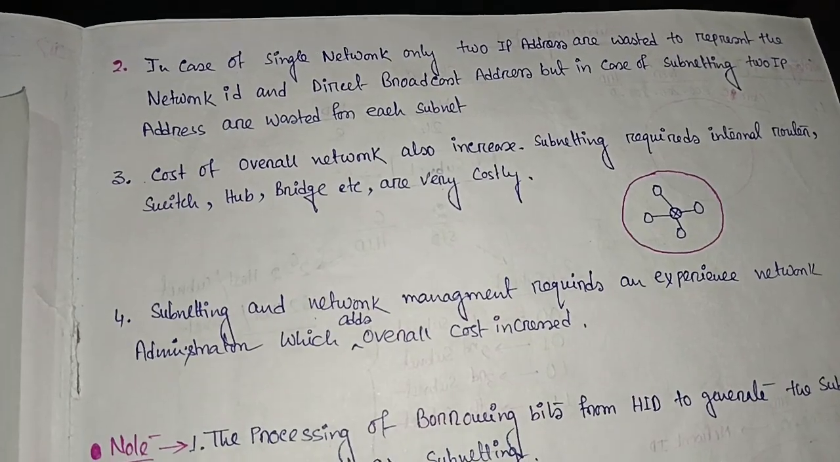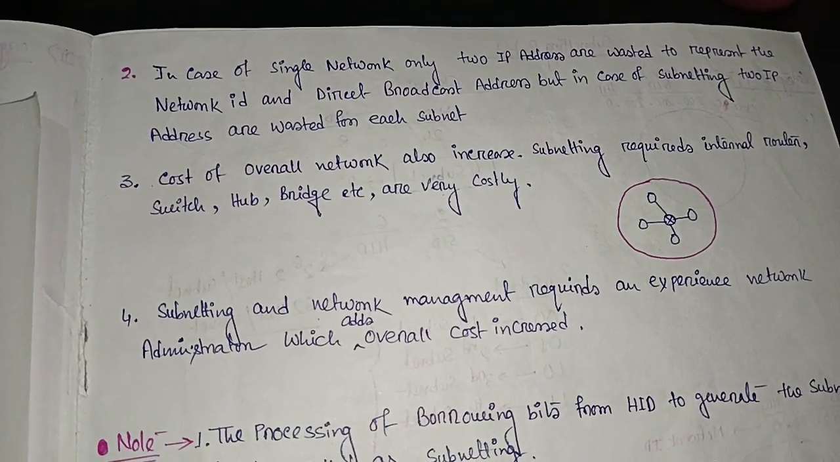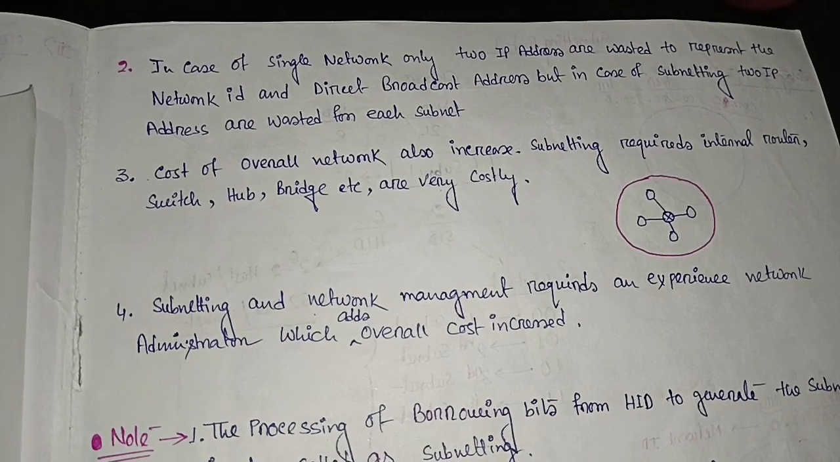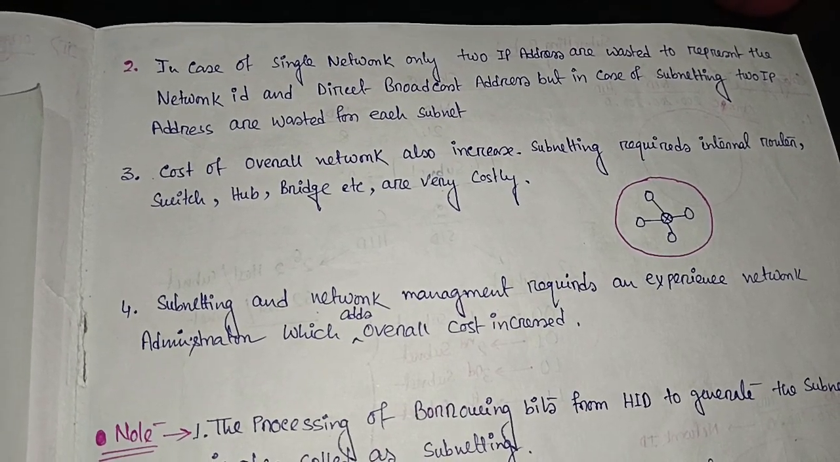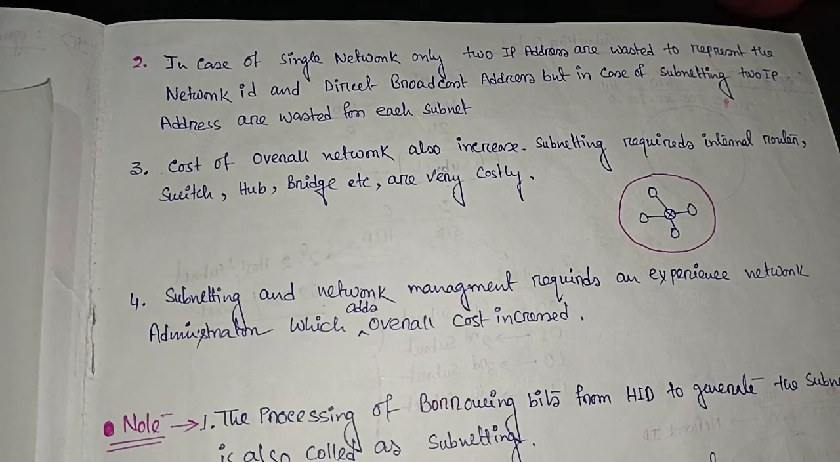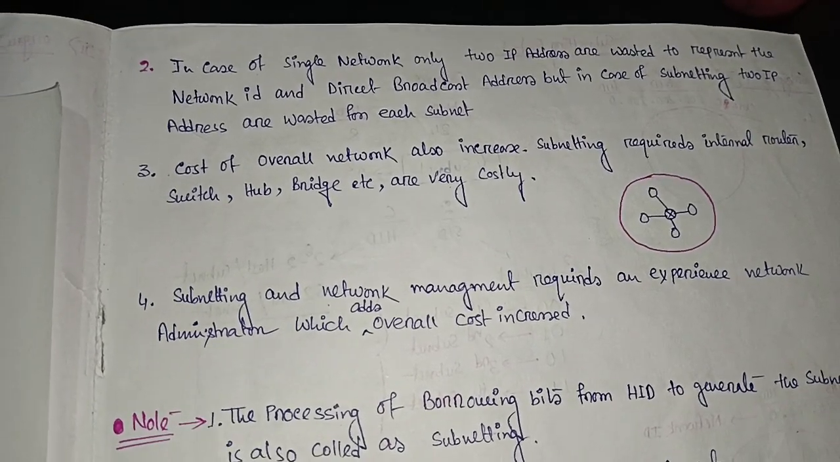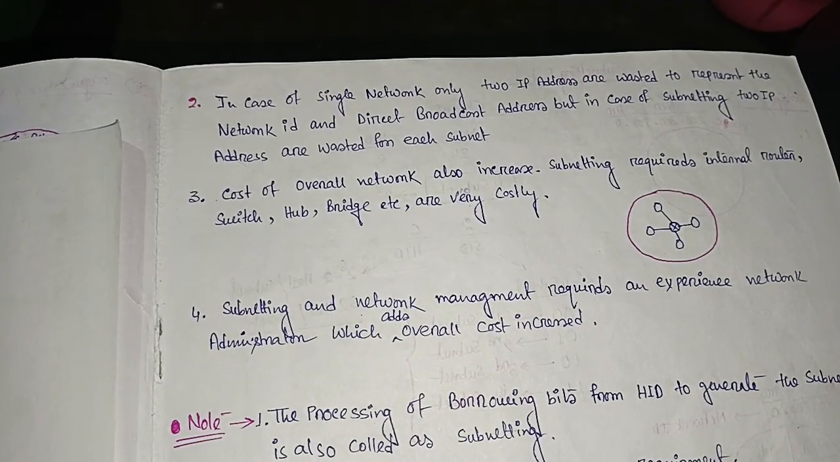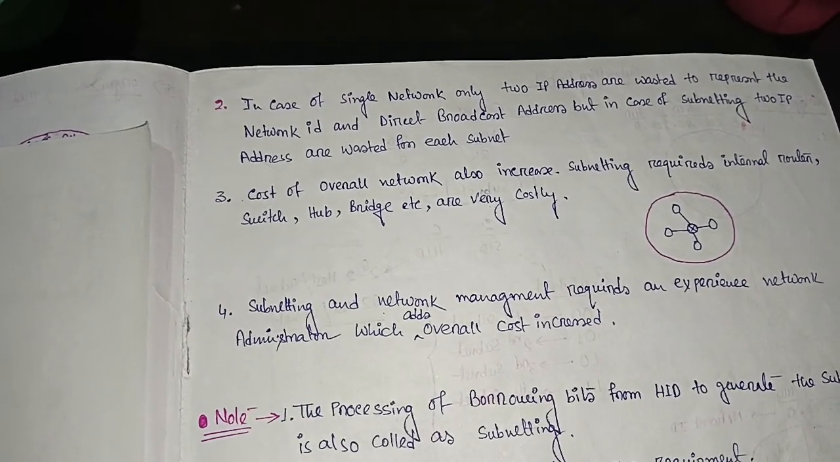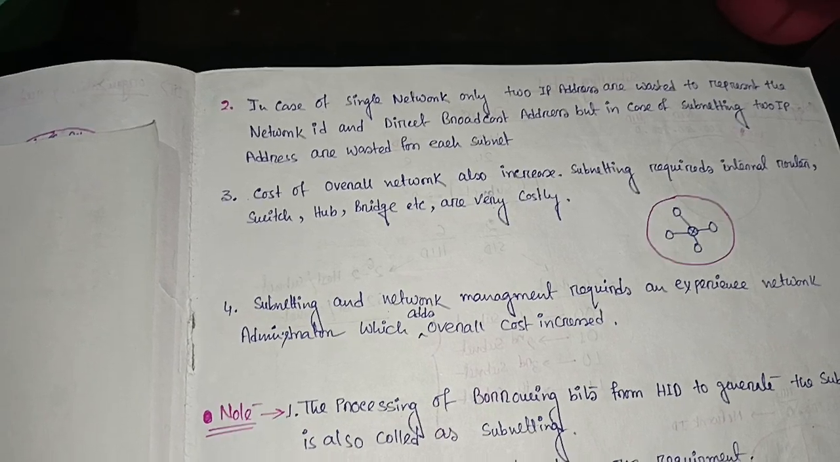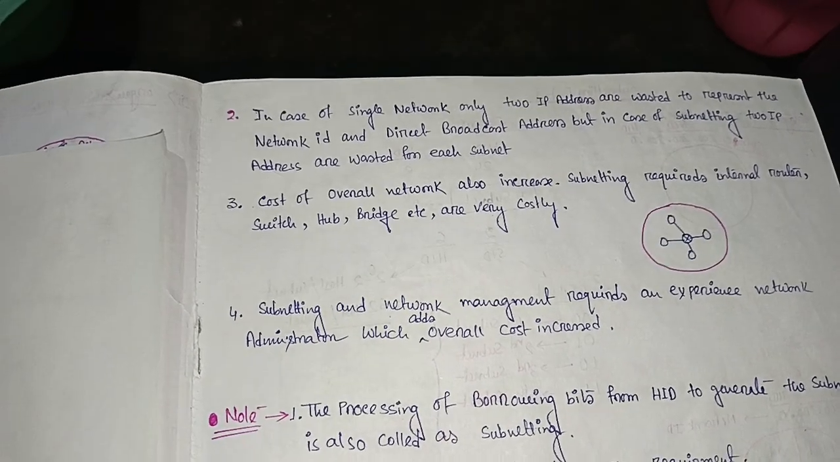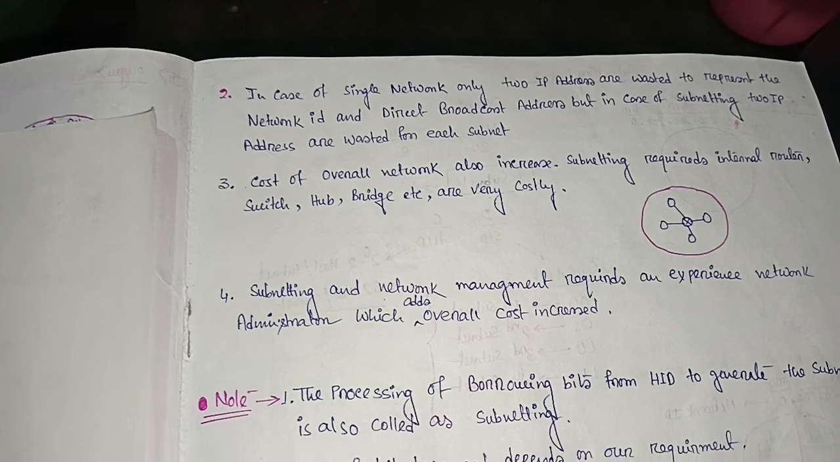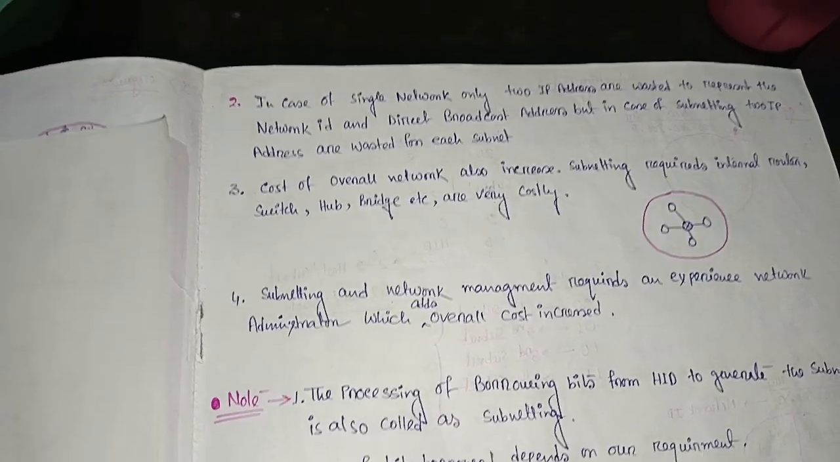Lastly, in the case of a single network, two IP addresses are wasted: the network ID and the direct broadcast address. In the case of subnetting, two IP addresses are wasted from each subnet. So previously two addresses were wasted, but here four are wasted, because if we divide it into 2 subnets, the subnet bits are also wasted.